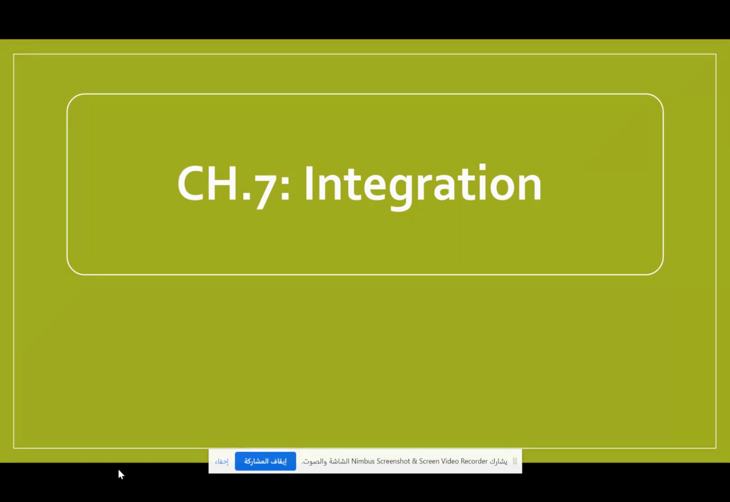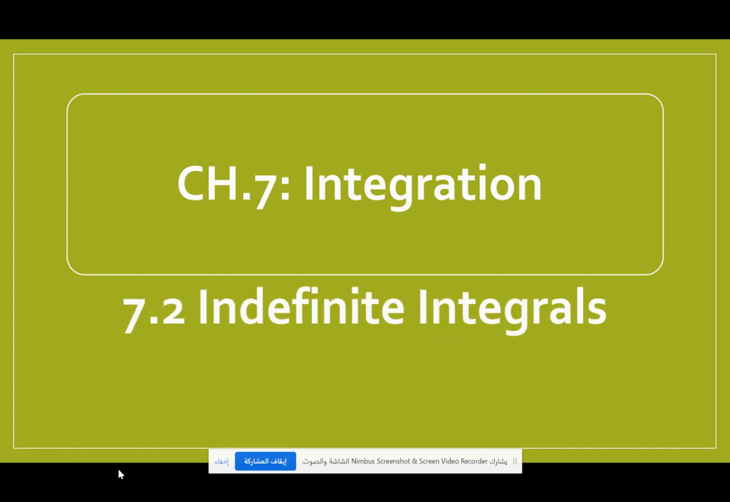Bismillahirrahmanirrahim. This is teacher Iman explaining from chapter 7, integration, section 7-2, indefinite integrals.